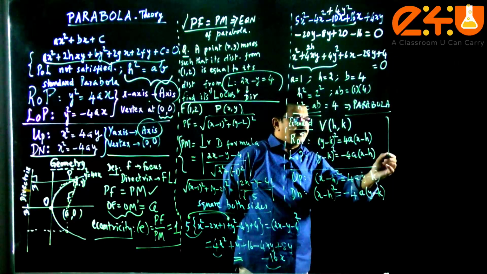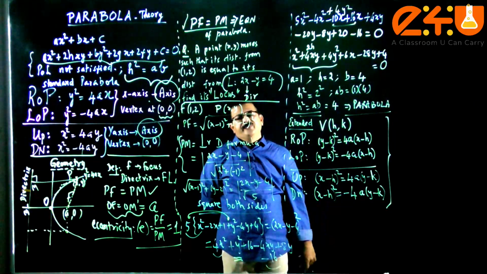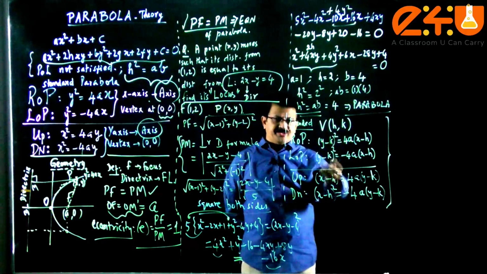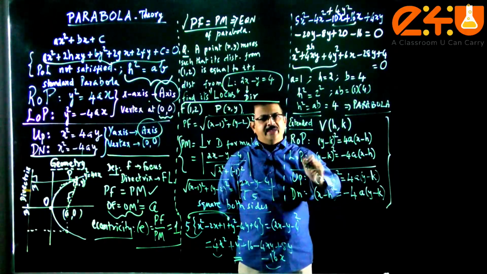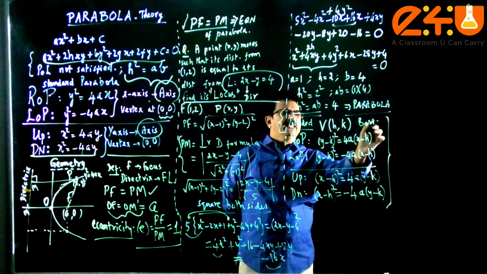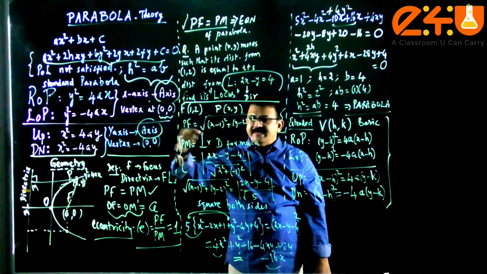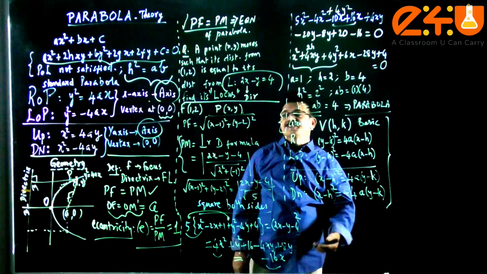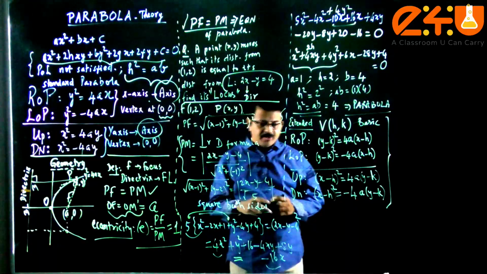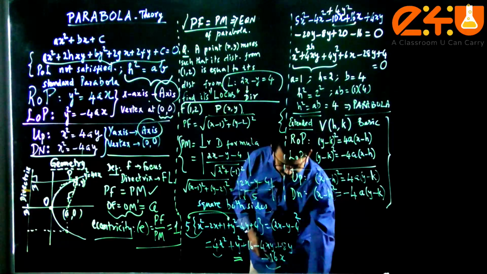So in the JEE Main version, they can ask you a very basic question like this. They can give you the extended basics, and they can ask you what is the vertex, what is the axis, where lies the focus or where lies the directrix. Such very simple questions can come up. One simple example I would like to give you.